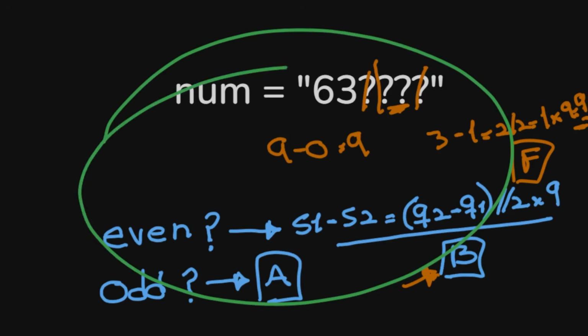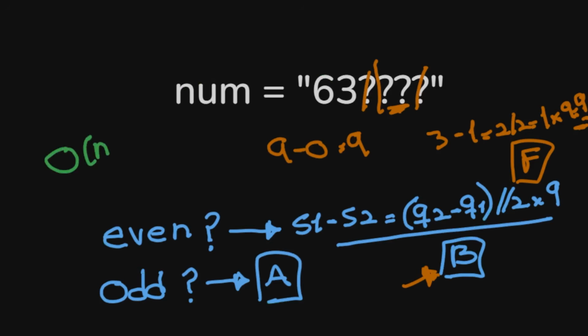Time complexity for this approach is big O of n because we have to iterate characters, and space complexity big O of 1. So with this in mind, let's go with the code.